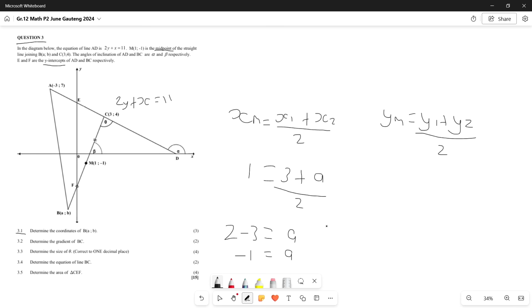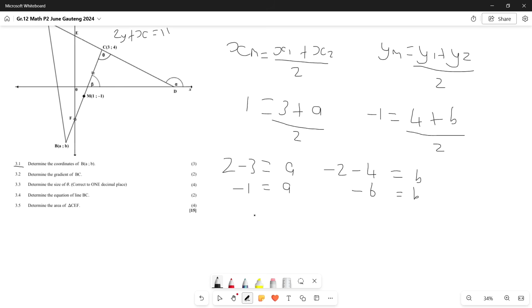Our y value for m is -1, and this equals y1, which is 4 over there, plus y2, which is our b value over here, and then divided by 2. So we're going to solve it the same way, multiply the 2 up, which is -2, and then take the 4 over, it becomes a -4. So this equals b, and our b value is -6. So right now, the coordinates of B are -1 and -6. And that just earned us 3 marks.